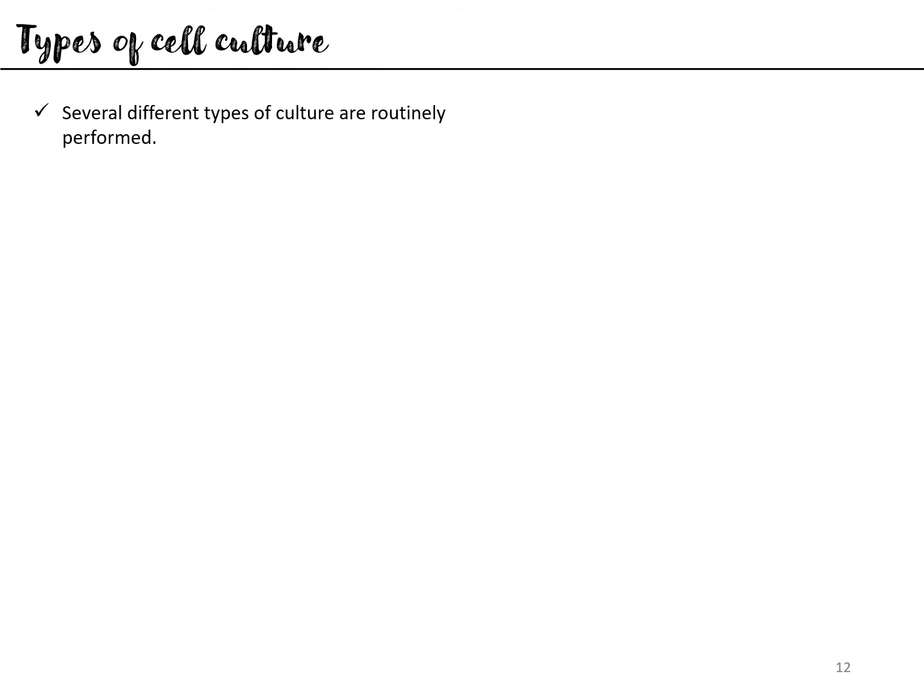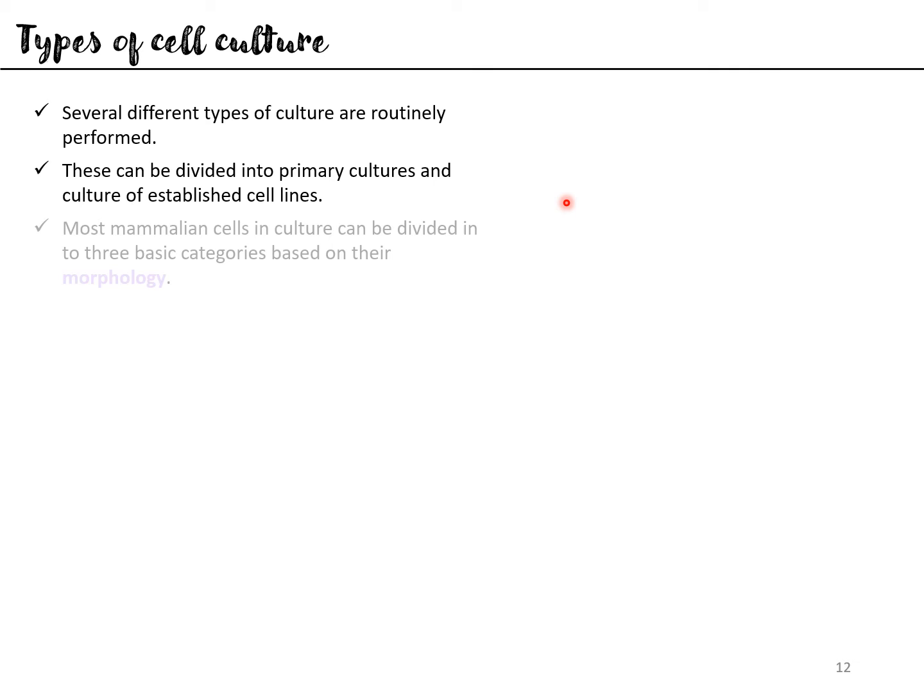So several different types of cultures are routinely performed in laboratories. These can be divided into primary cultures and the culture of established cell lines. Now this is something that we have very briefly touched upon in the first part of this lecture series on mammalian cell culture, and we are going to discuss it in more detail now.